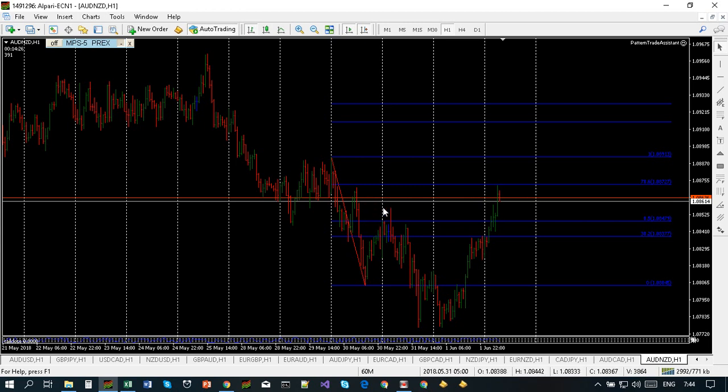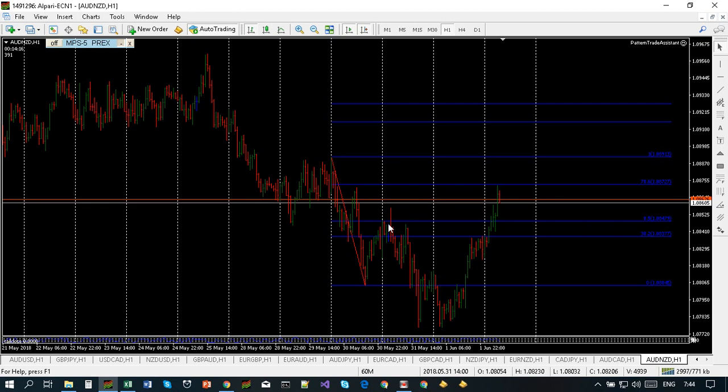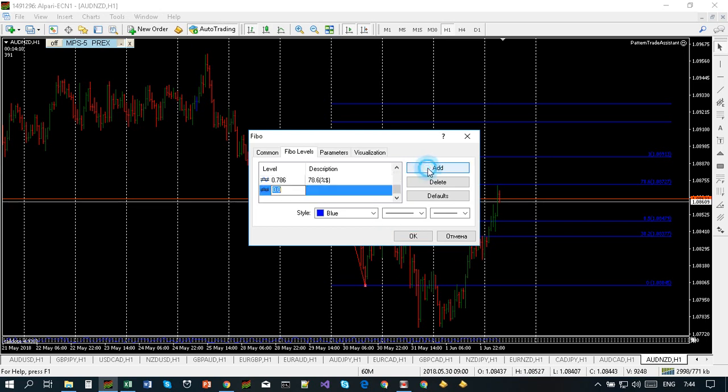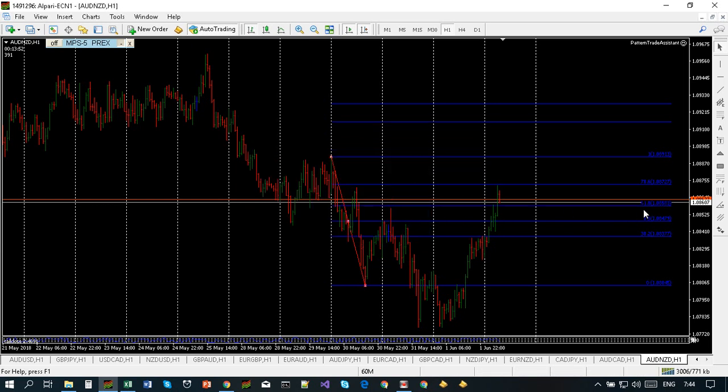So there is no maximal requirement. But there is a second half of this criteria, that the close of the candle should not touch 786. How do you know that the close doesn't touch it? First of all, you should enable 786 in your Fibonacci. Let me add this as 618, sorry, not 786, 618. The candle close should not touch the 618. If the candle wick touches this 618, the pattern is valid. But if the candle close touches the 618, it is not valid.